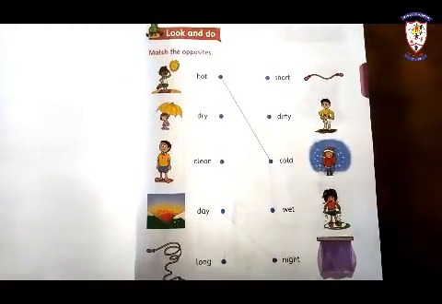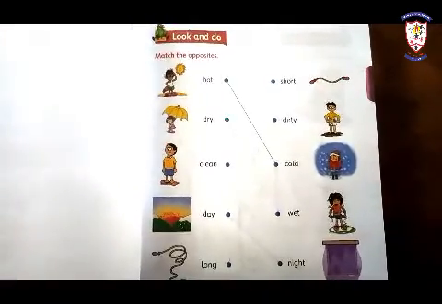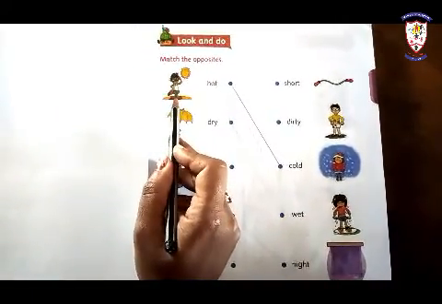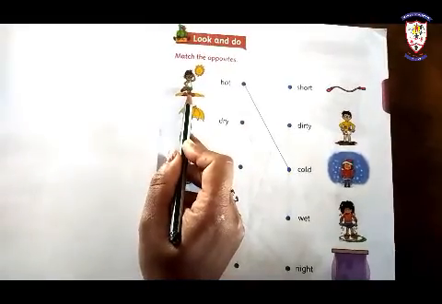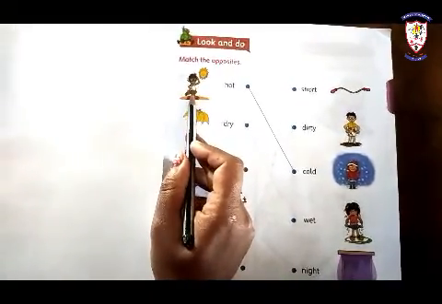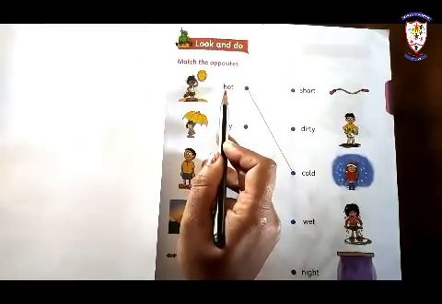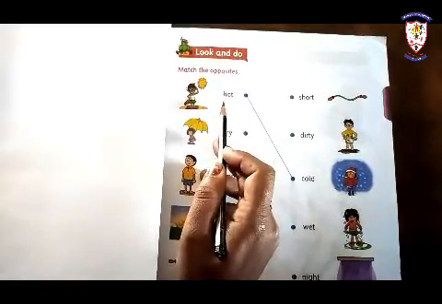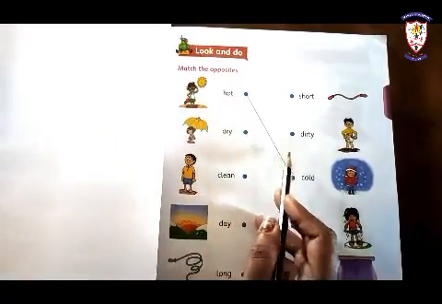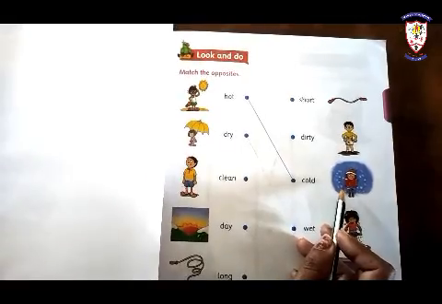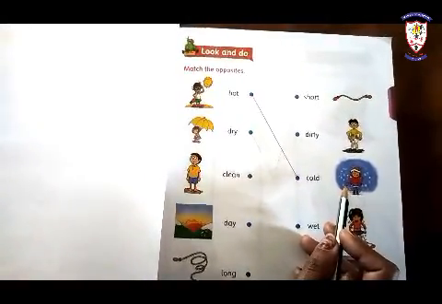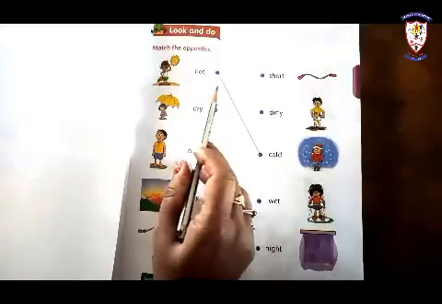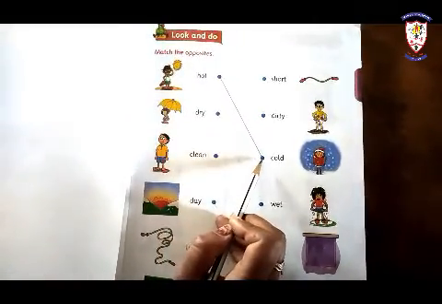Now, look here, students. In your book, we have to do page number 39. Match the opposites. So, look at the first picture. In the first picture, the boy is feeling hot. The sun shines brightly. What is the spelling of hot? Come on, let's read with me. H-O-T, hot. But what is the opposite of hot? Yes, C-O-L-D, cold. This girl feels very cold. Hot, cold. It is done for you.